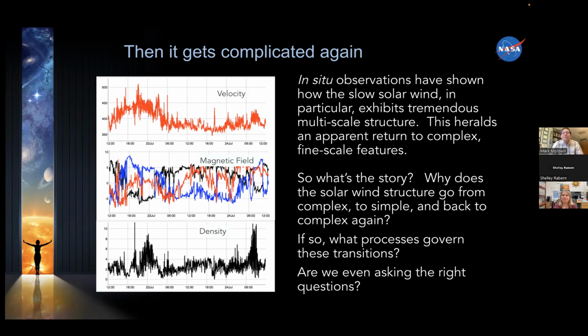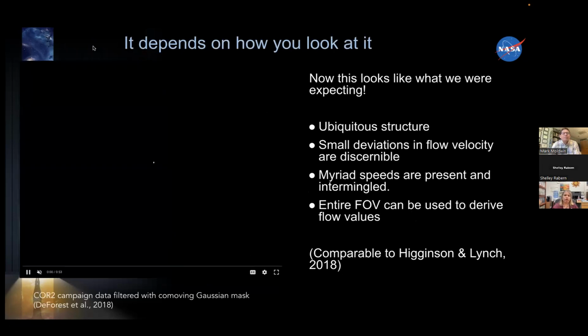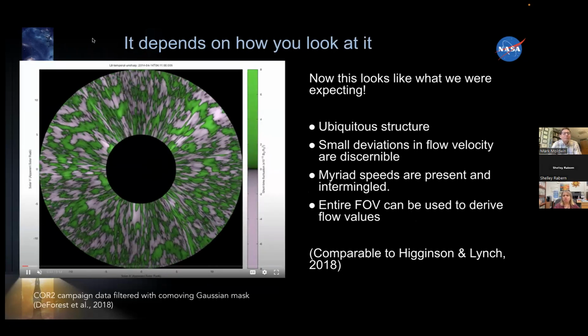Anyway, 10:50 warning, so we're really out of time. All right, I'll skip through these really quick. So the story is, the corona is ever varying. There are good studies that have shown that even these seemingly slowly varying structures have a signal and there's a lot of flows. And the answer is, it just depends on how you look at it.